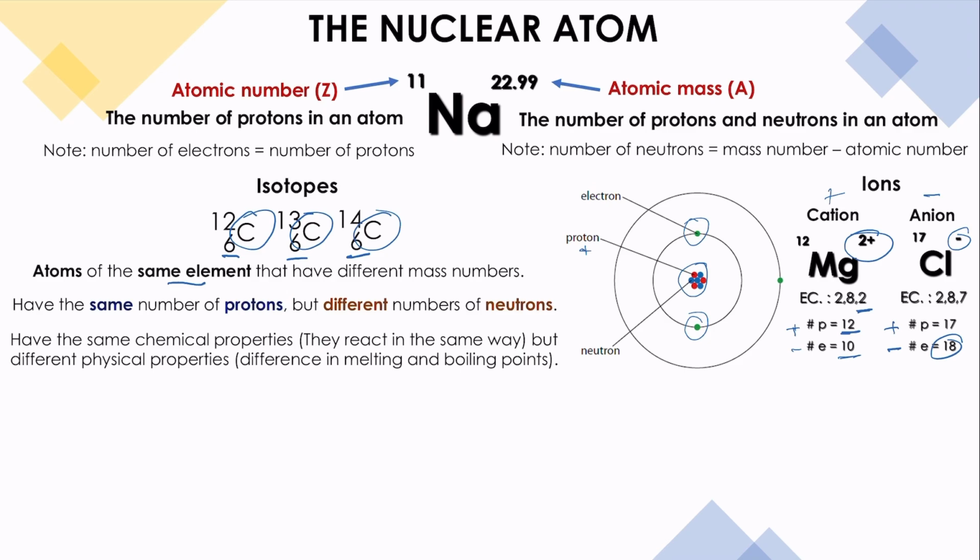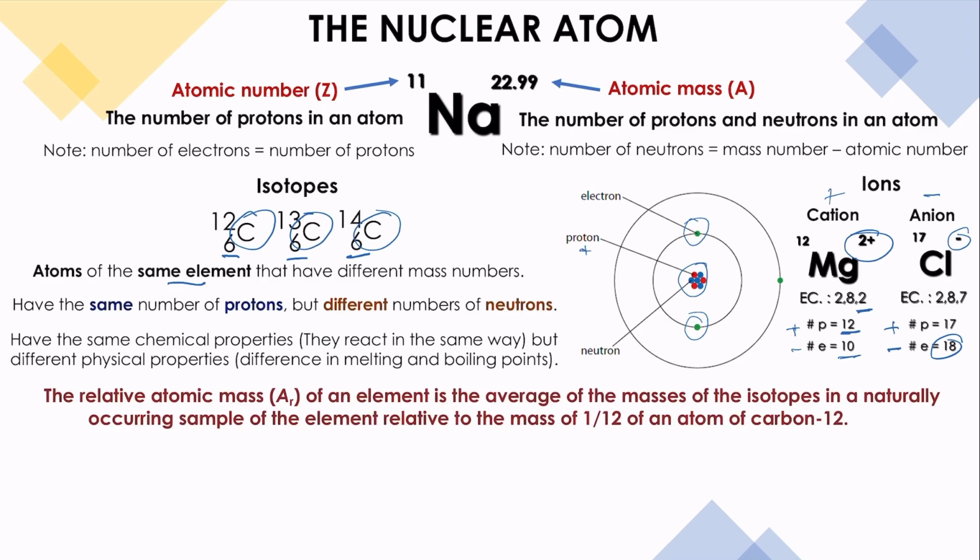Because the isotopes are for the same element, they have the same chemical properties. So they react in the same way, but different physical properties, of course, because they have different masses. So they have different melting and boiling points. The relative atomic mass, Ar, is called relative, and we can see that it has decimals because it depends on the natural abundance of each isotope in the sample.